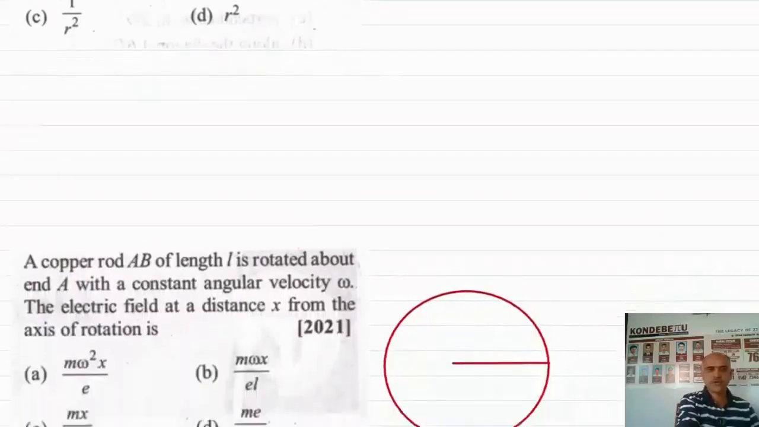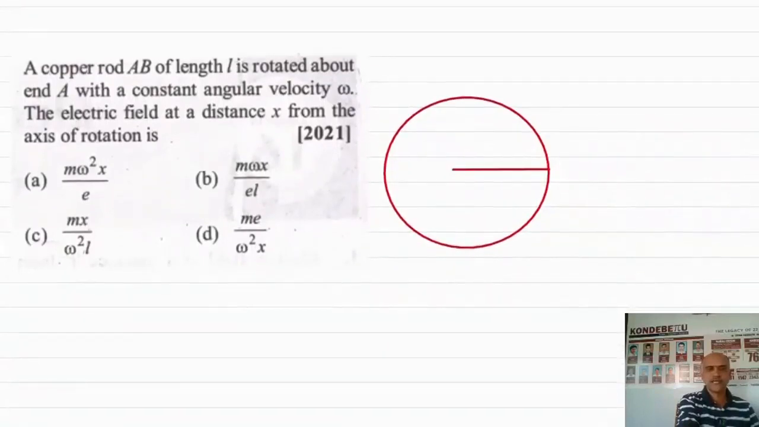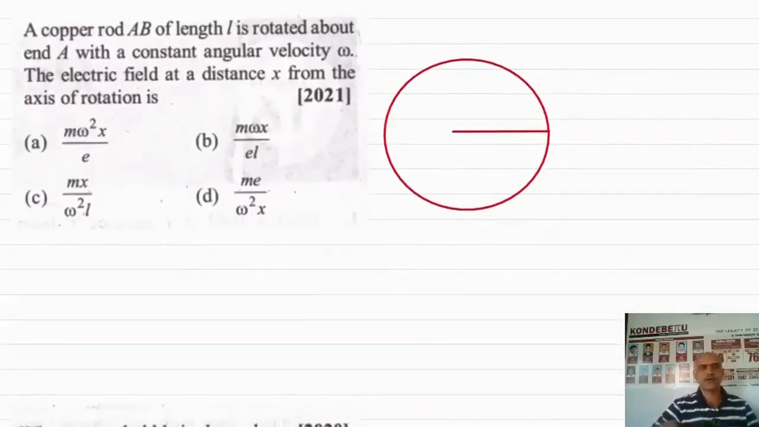A copper rod AB of length L is rotated about end A with constant angular velocity omega. So I will draw a rough diagram. Rotated about end A. So this is A, and this is the rod AB. You can say it is rotating in anti-clockwise direction. You are required to find the electric field at a distance x from the axis of rotation. Here I take this distance as x, and this point as P.